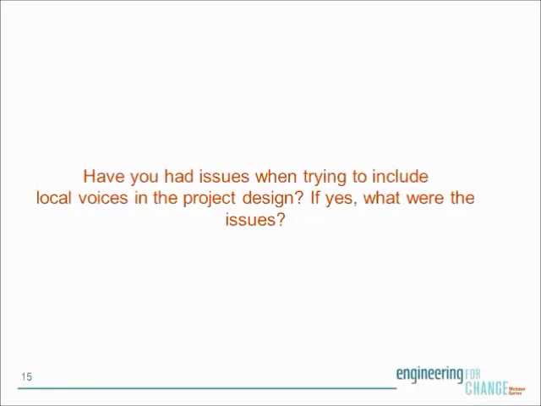So when I say local voices, I'm basically talking about doing things that are participatory, so that people from the country that you're providing services to are able to contribute to your project design and implementation. This is kind of how I define participatory work. So I'll give it a couple moments to see if someone wants to write something in.